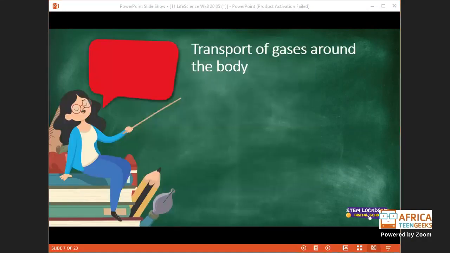Okay, so now we're going to look at transport of the gases around the body. So basically, this is just to reiterate what I have been saying. We said that oxygen, right? We inhale air and then there is oxygen in the alveoli. But that oxygen needs to get into our blood, and from our blood, it needs to get to our body cells, right? And how does that happen?